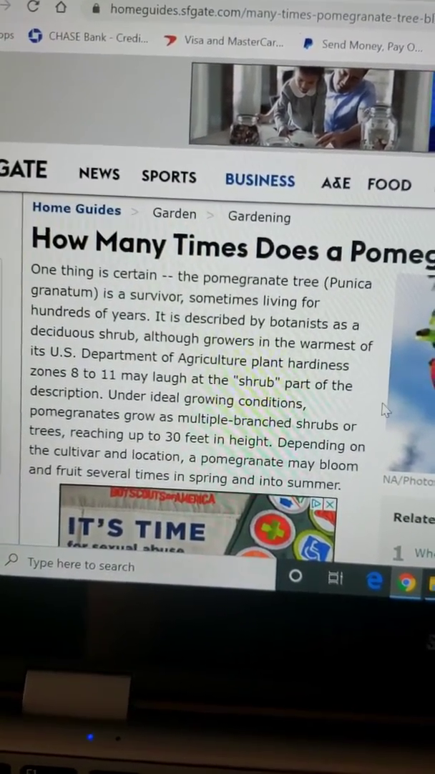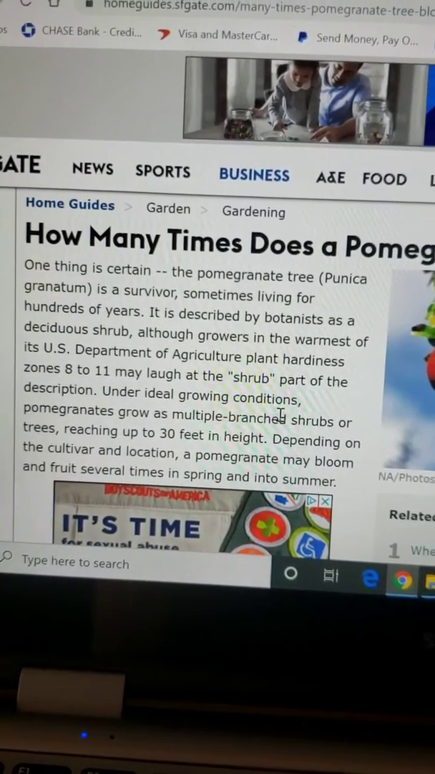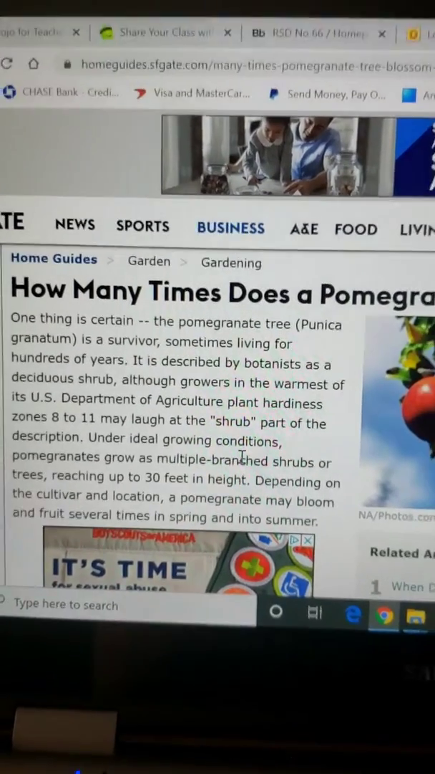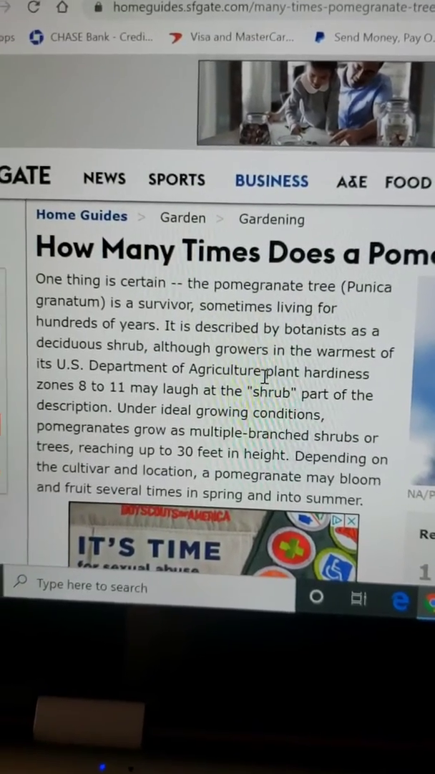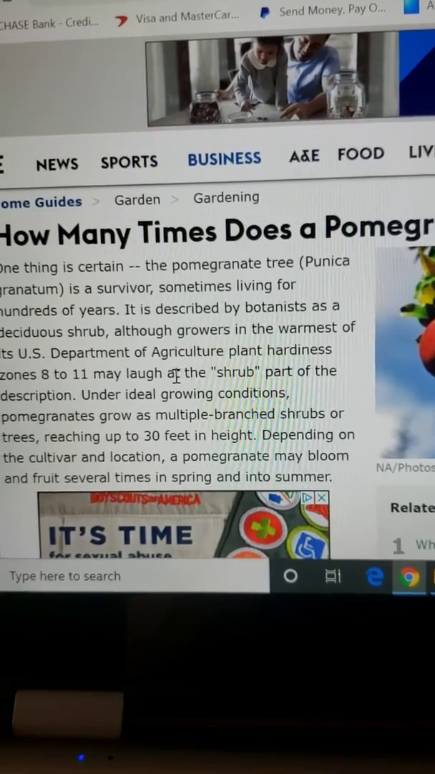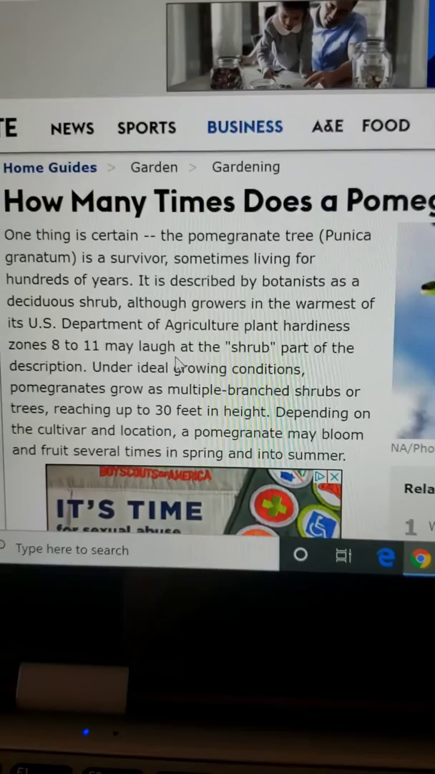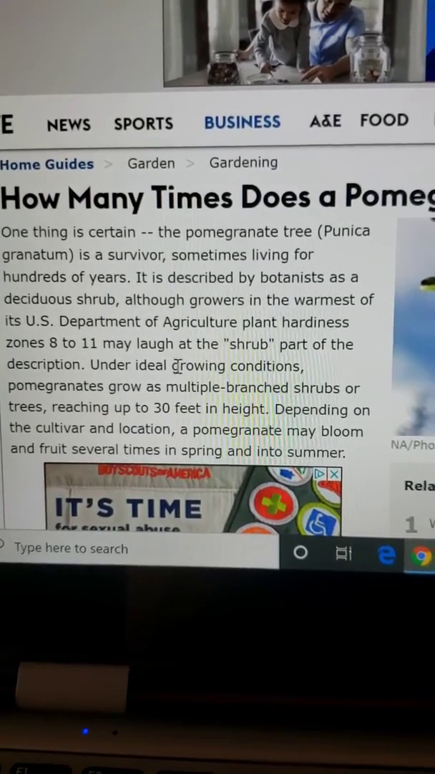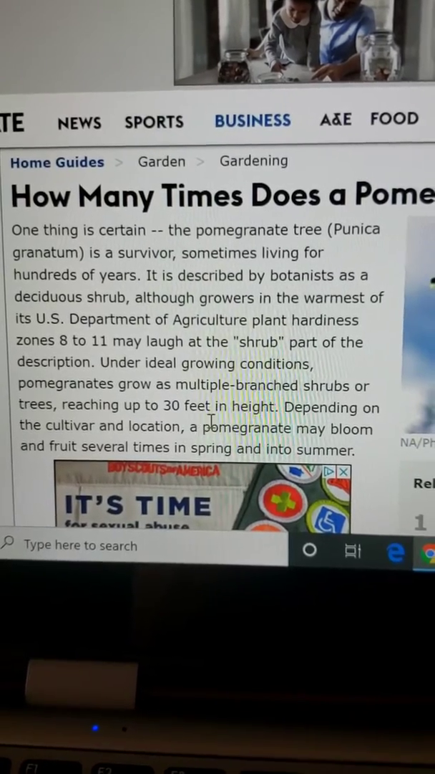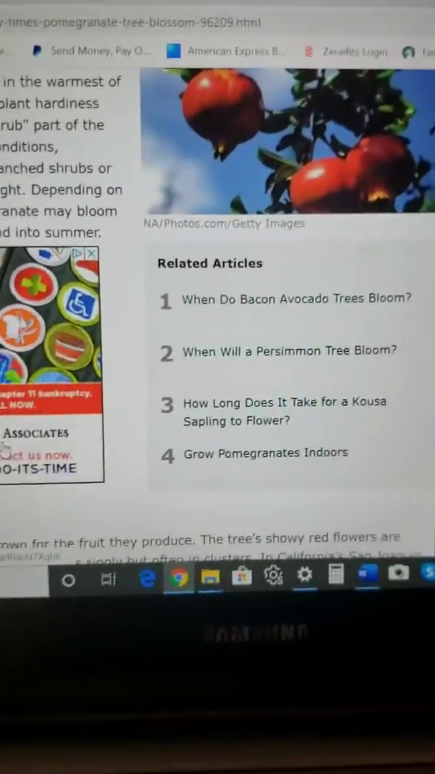Let's see, the pomegranate tree has been alive for hundreds of years. I think that just means it's been around. Oh, sometimes living for hundreds of years. So sometimes a pomegranate tree can live for hundreds of years. That is crazy. My tree looks like it's fairly new. And they can get up to 30 feet. Wow. Oh my gosh. I hope not, because how am I going to pick pomegranates if it's that tall?